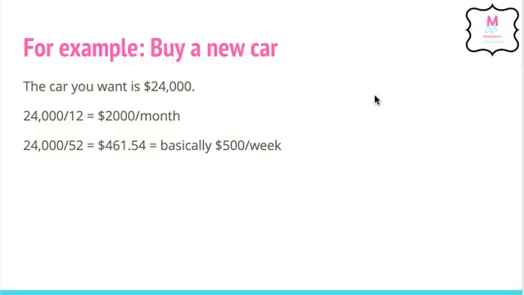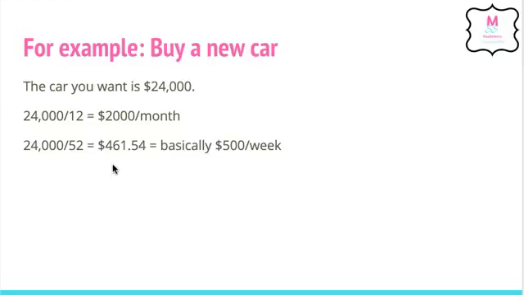Or you could divide the 24,000 by 52, and that will give you a weekly figure. So, depending on how your daily schedule works, how you work out your finances, it's sometimes easier to work on a weekly basis or a monthly basis, and that gives you the target that you need to achieve.